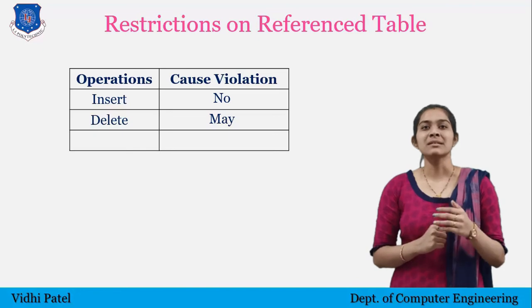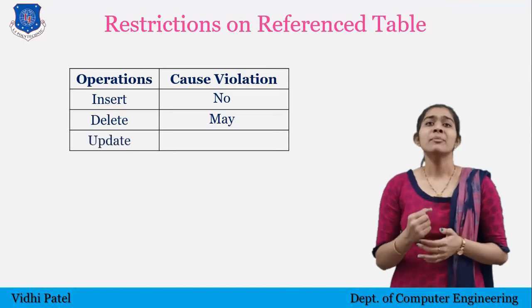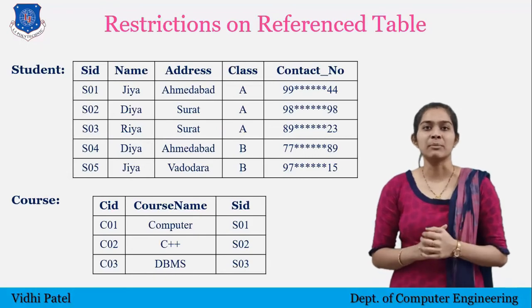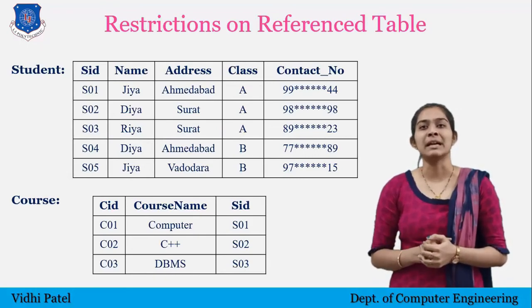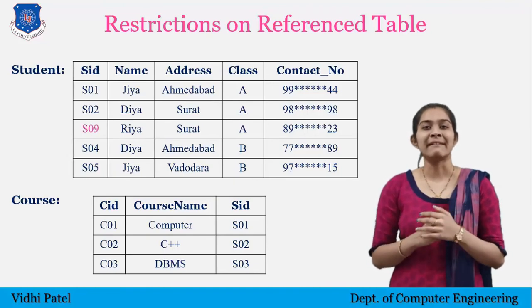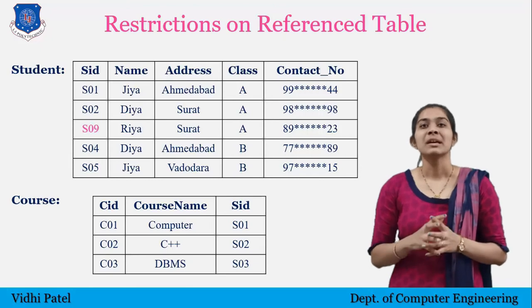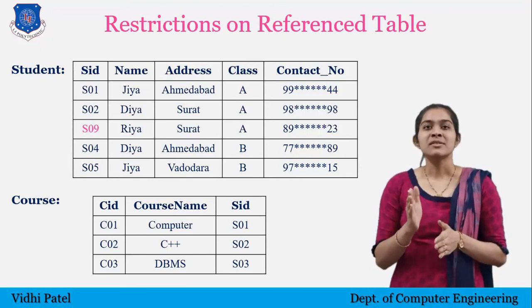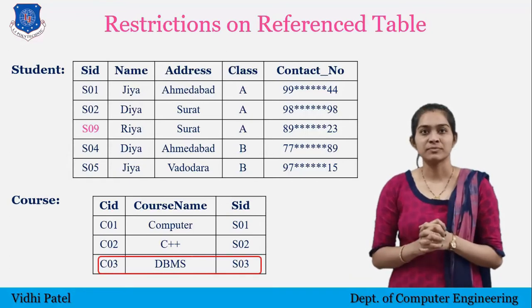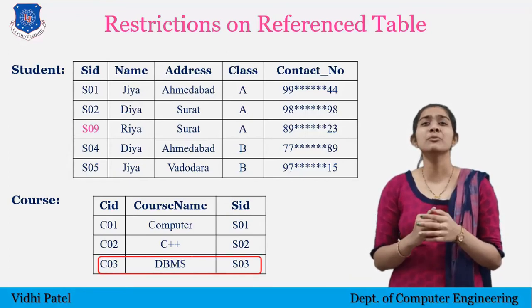The next operation is the update operation. Update operation means to change or modify the data in the table. If I want to update student ID S03 to S09, can I change it directly or not? I cannot change it directly because in the course table that student ID is still S03, which is not changed. Here the integrity problem is raised.